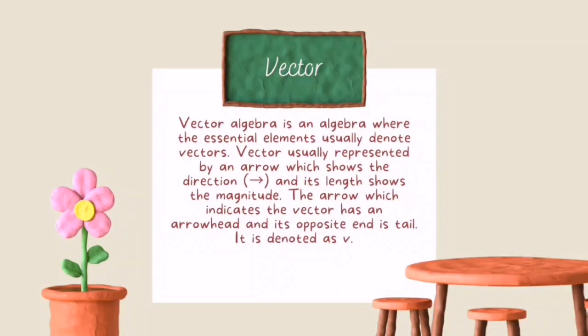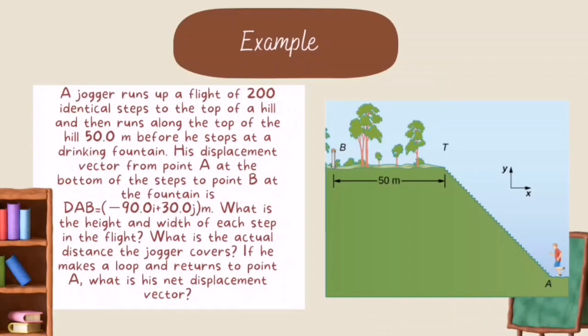So the first topic is vector. For the example, a jogger runs up a flight of 200 identical steps to the top of a hill and then runs along the top of the hill 50 meters before he stops at a drinking fountain. His displacement vector from point A at the bottom of the steps to point B at the fountain is d_AB equal to negative 90i plus 30j meters.